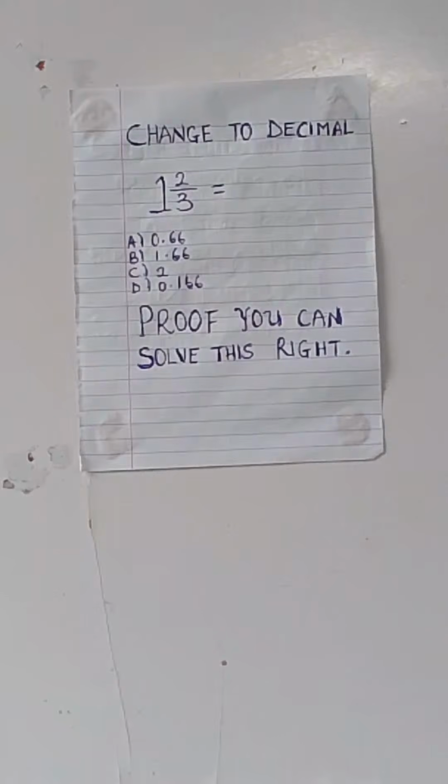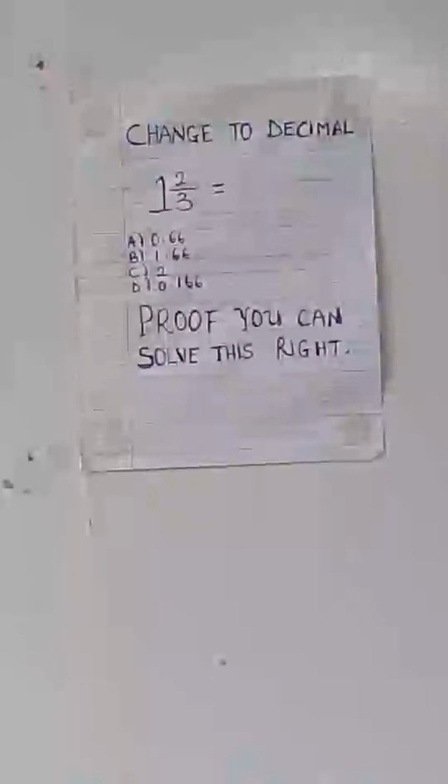We have this question on the whiteboard, change to decimal. We have one whole number, 2 all over 3. If you know your fractions very well, you're going to solve this right. And we have options that I give to you guys, for you to solve and solve right. When you solve, you check the answers in the options to know if it's tallying with the one you solved.